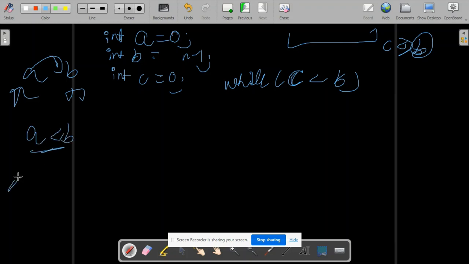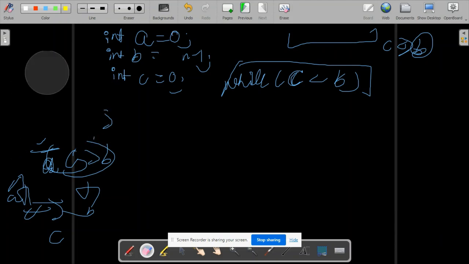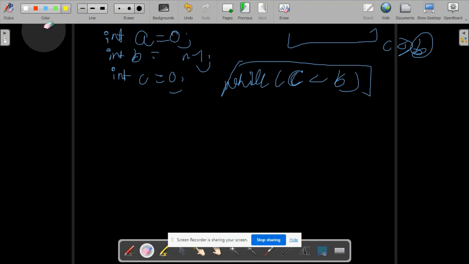Now we know that where A is there, C is there and B is there, C is traversing. So we have a concern, not actually a tension, that C will not override this B. That's why we will write the condition like this: C less than B. So we will write the condition as C less than B, right?